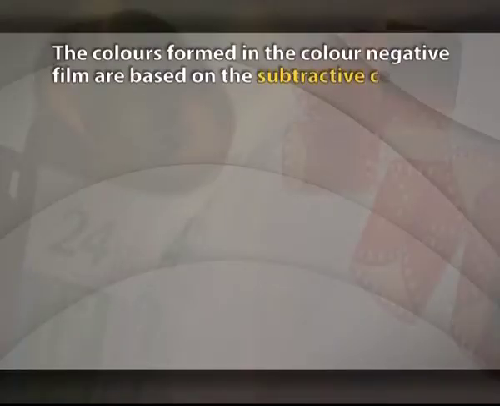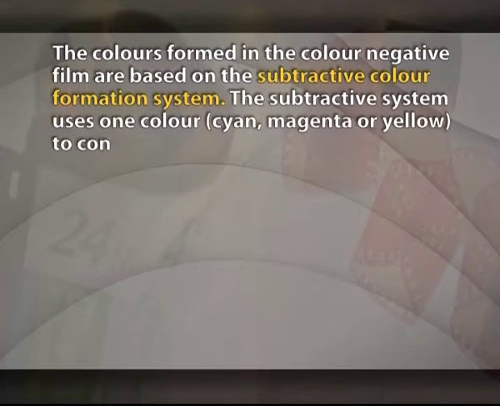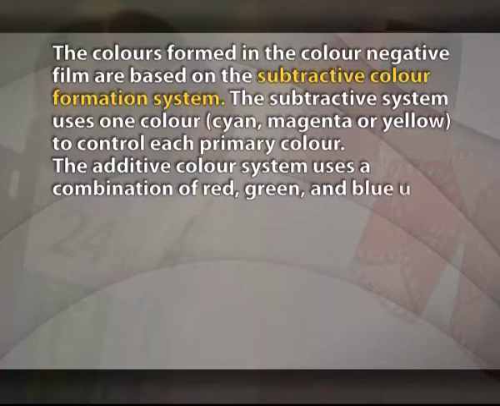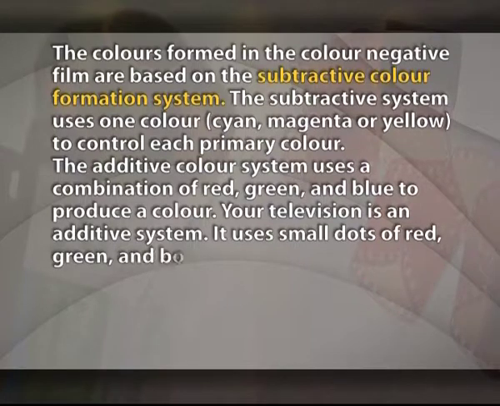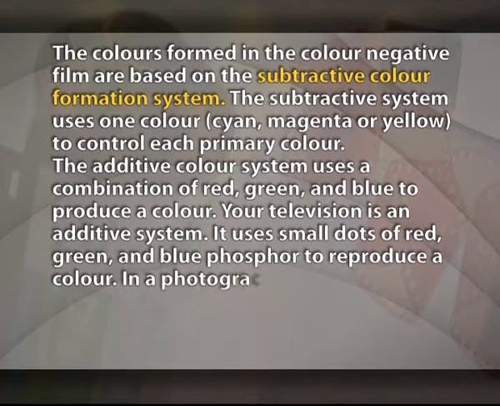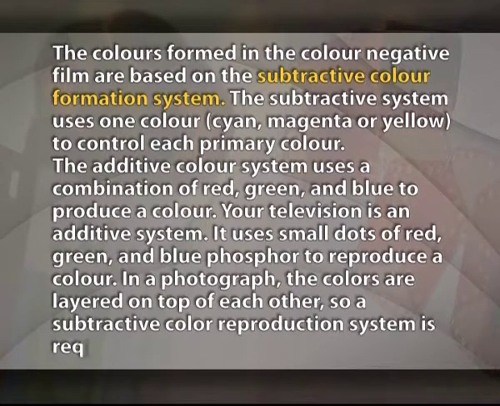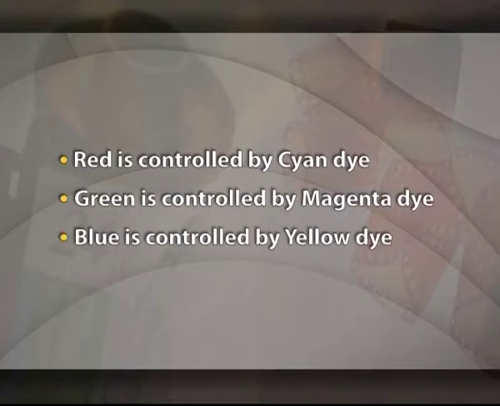The colors formed in the color negative film are based on the subtractive color formation system. The subtractive system uses one color, cyan, magenta or yellow, to control each primary color. The additive color system uses a combination of red, green and blue to produce a color. Your television is an additive system. It uses small dots of red, green and blue phosphor to reproduce a color. In a photograph, the colors are layered on top of each other, so a subtractive color reproduction system is required. Red is controlled by cyan dye, green is controlled by magenta dye, blue is controlled by yellow dye.